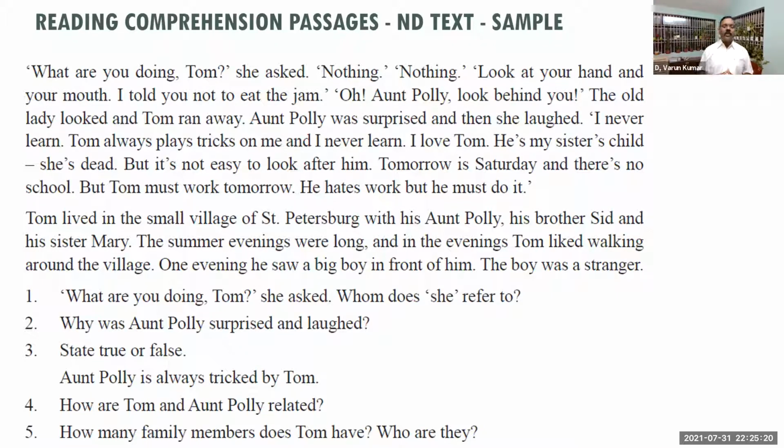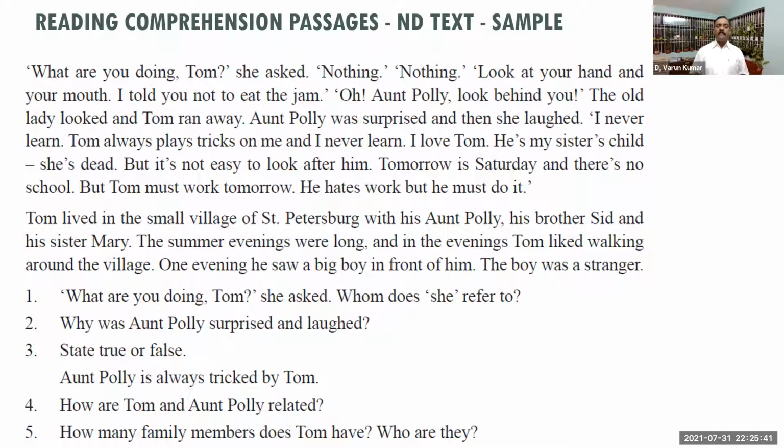How are Tom and Aunt Polly related? Aunt Polly is related to Tom. She is a close relative. How? Tom is Aunt Polly's sister's son. Aunt Polly's sister's son, Tom. So this is the relation.